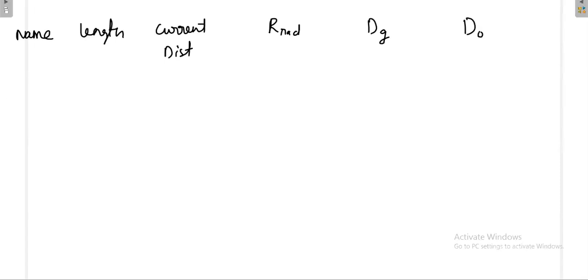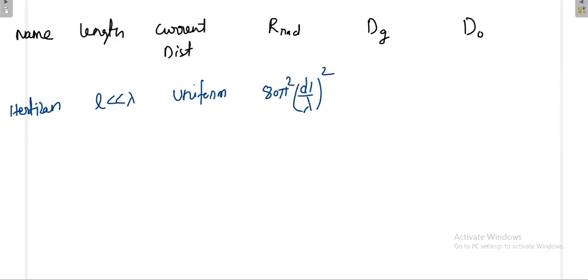Then if it is a Hertzian dipole, the length is very much less than lambda, current distribution is uniform, radiation resistance is 80 pi square (dl by lambda) whole square, directive gain is 1.5 sine square theta. Then what is the maximum directive gain? That is simply 1.5, because the maximum value of sine theta is 1. Then half-wave dipole.